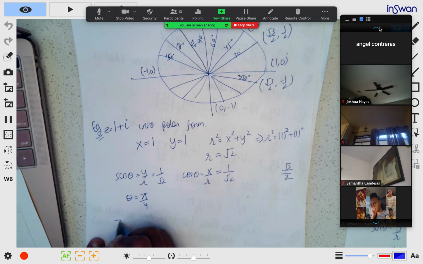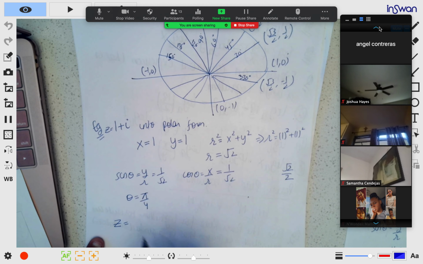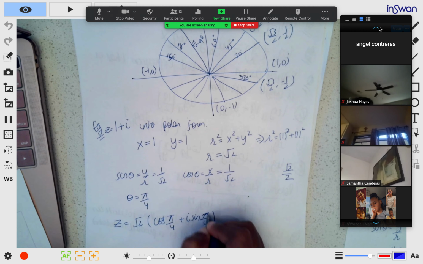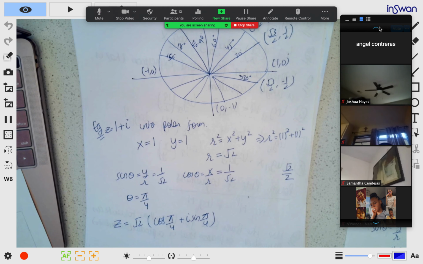Do you have to give that formula, z equals r cosine theta plus i sine theta? Yes. So z equals square root of 2 cosine pi over 4 plus i sine pi over 4. Perfect. That's the final answer. Correct. Really good. Anyone have any questions on how to convert a complex number into polar form?